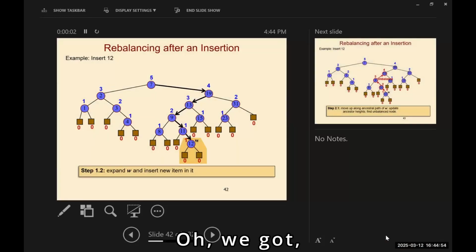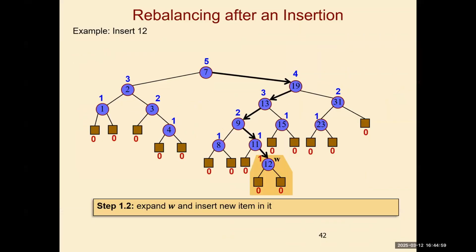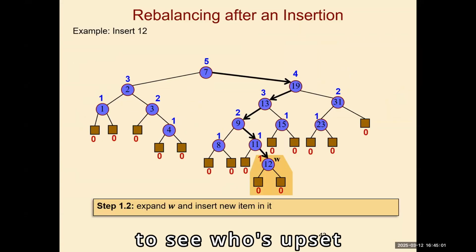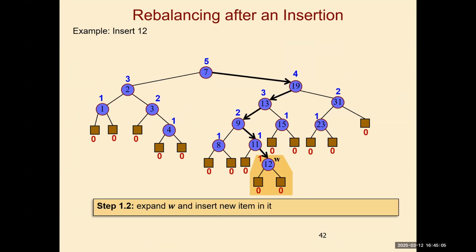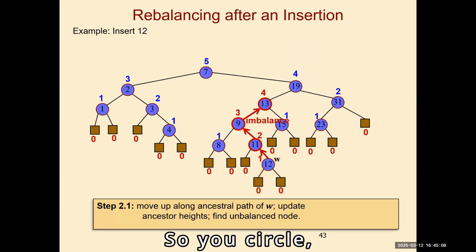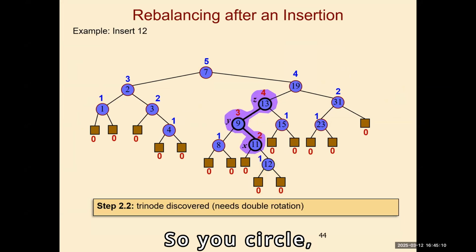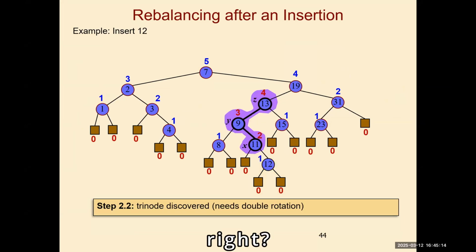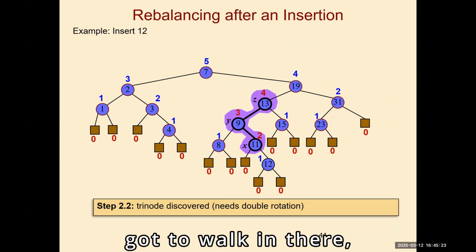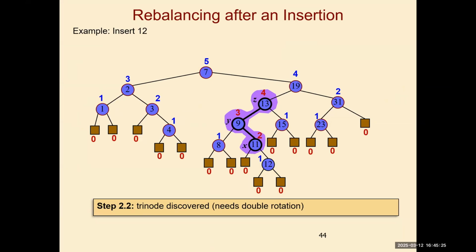All right, so we got, okay, you're following up to see who's upset. And 13's upset. Everybody agree with that? So you circle, you think about these 3 nodes, right? Which nodes are they? The one that was first upset and the 2 that you got to walk in there, right?